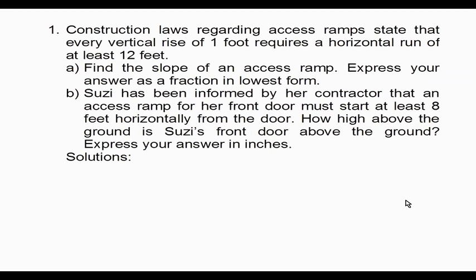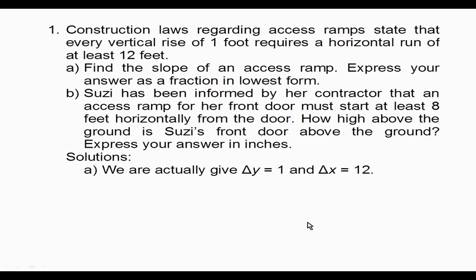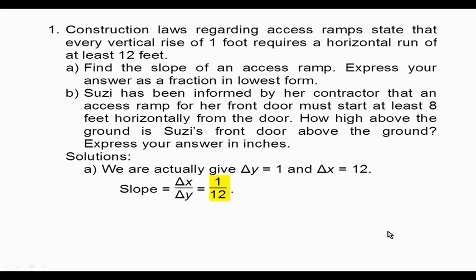Okay, our solutions. For part A, we're actually given that delta y is 1 and delta x is 12. Now notice, the units do match. Feet, feet. So our slope, remember, is delta y over delta x, which is 1/12. If you were to actually put the units, 1 foot over 12 feet, the feet cancel and you just get a number, 1/12. Remember, slope is just a number.